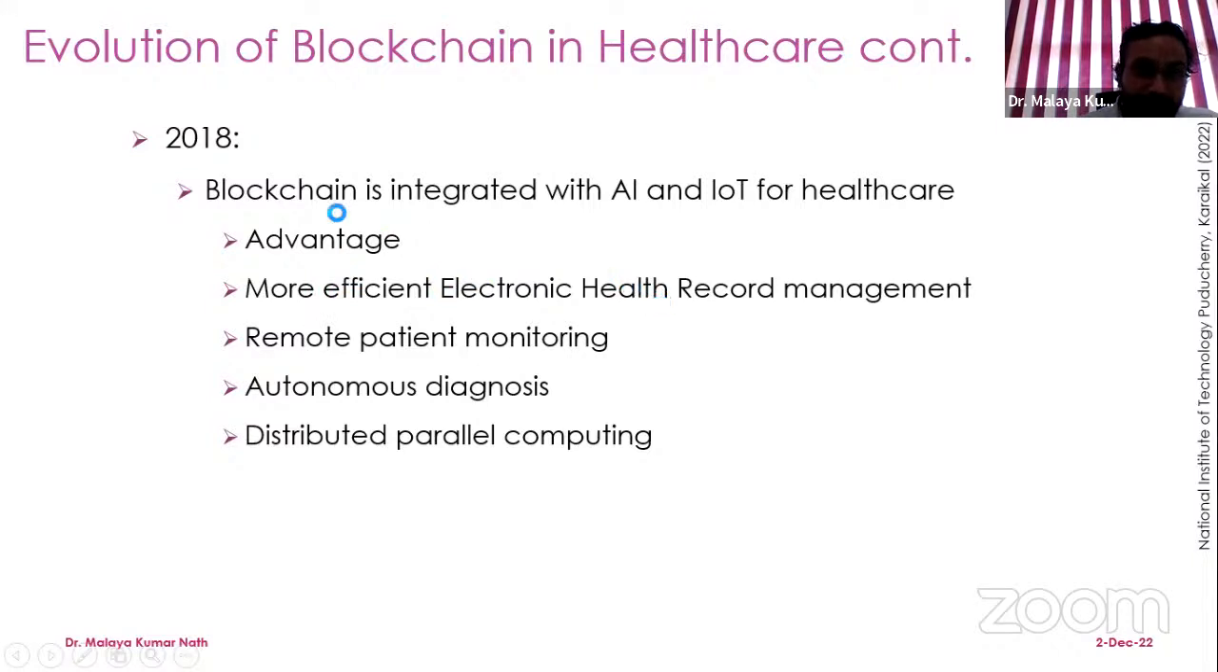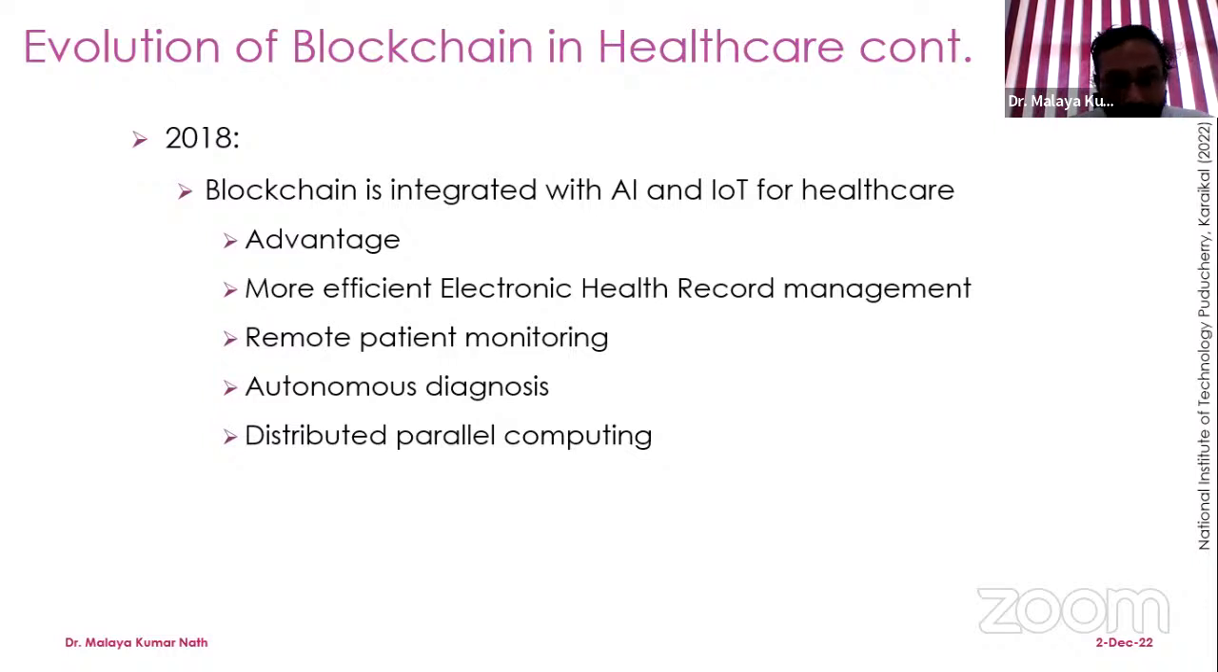So due to blockchain with AI and IoT, there is more efficient electronic health record management and remote patient monitoring, because the patients are using wearable devices, and the wearable devices are continuously streaming the information about the patient either to a mobile device or to a fog unit. It then goes up directly through a Wi-Fi network, or with the help of 5G or a mobile network. It can communicate to a centralized server for analysis purposes.